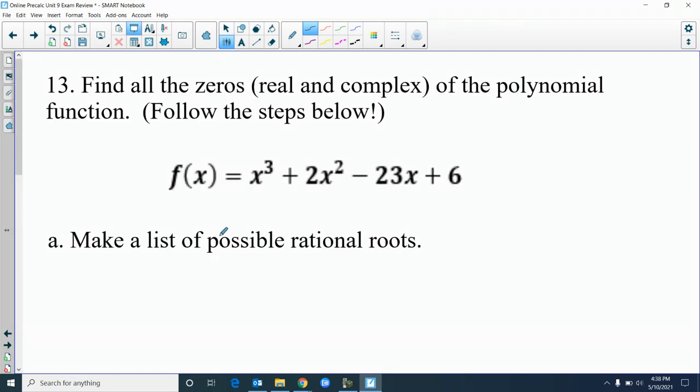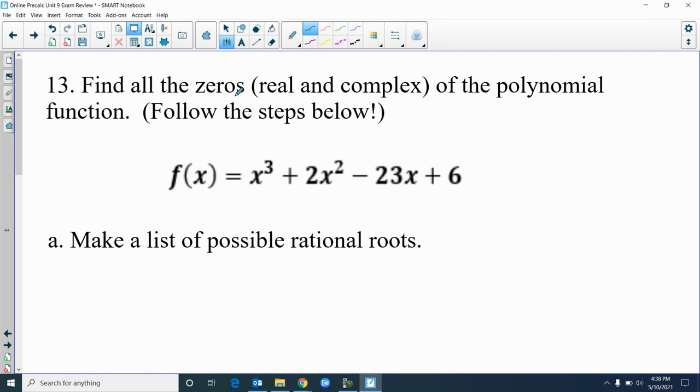Number 13. All right, there's a lot to this problem. We're going to go through it. You are allowed to use your graphing calculator for the whole thing, and I'll explain how this will help you in a problem like this.